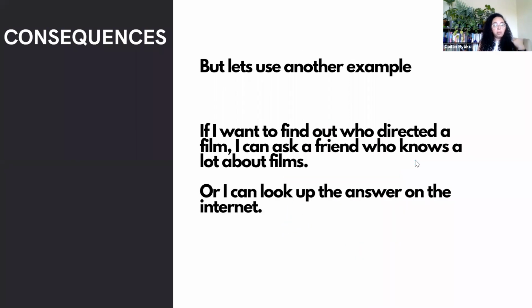But let's use another example. If I want to find out who directed the film, I can ask a friend who knows a lot about films, or I could look up the answer on the internet, right? I can read the film's IMDb page, or I can read it from a knowledge panel. And in either way, I'm probably getting the same answer because Google's going to take it straight from IMDb or Wikipedia. So without getting into deep debates on reductionism or non-reductionism, asking a friend might seem to be more reliable, but they're essentially giving me the same answer.